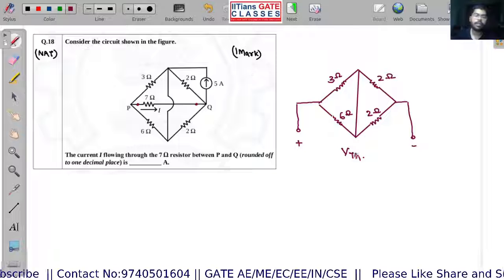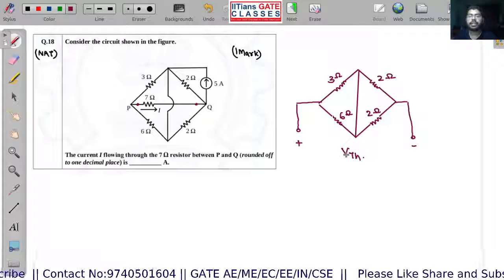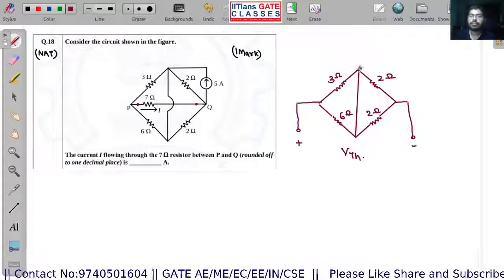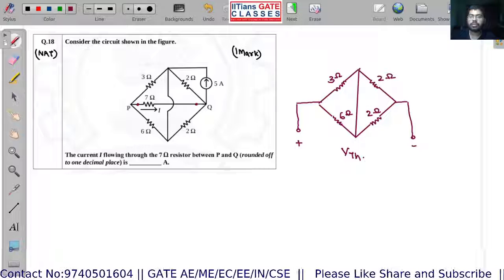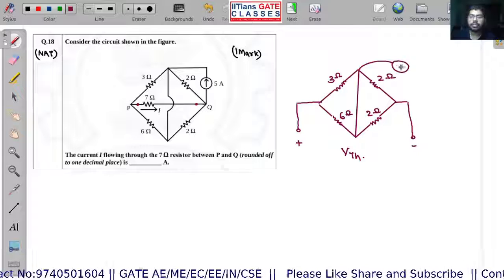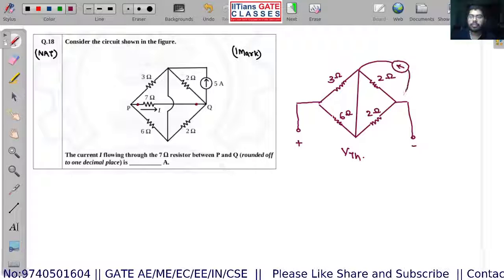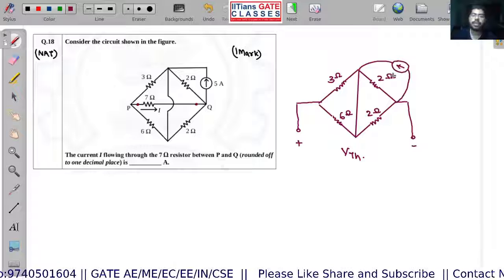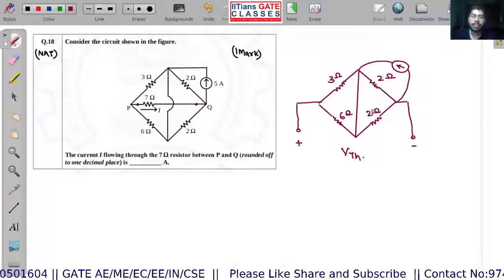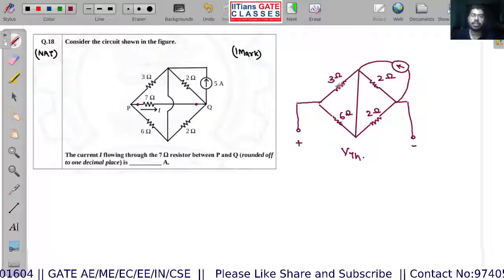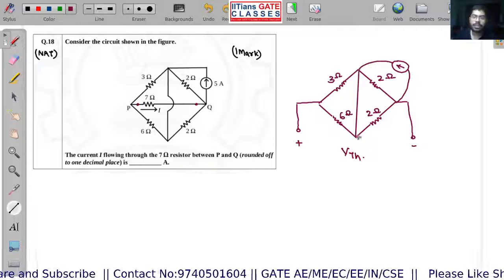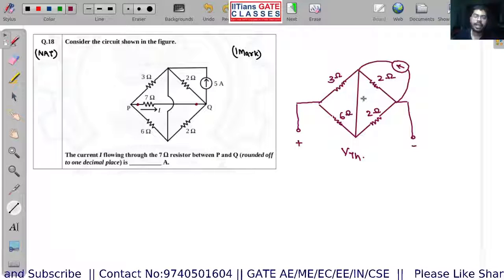When I am calculating VTH, independent sources should be what? So here I have my 5 ohm. Now what can I do? Look very carefully. I can simplify this circuit once again. You see, 3 and 6 ohm, they are in parallel. This short circuit I can replace with a point.